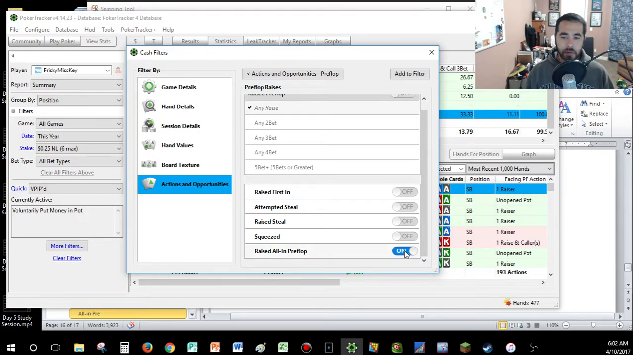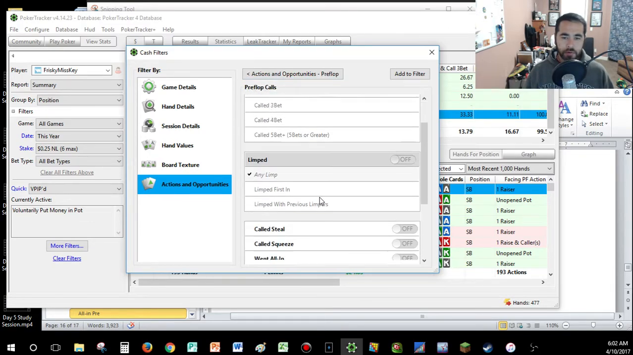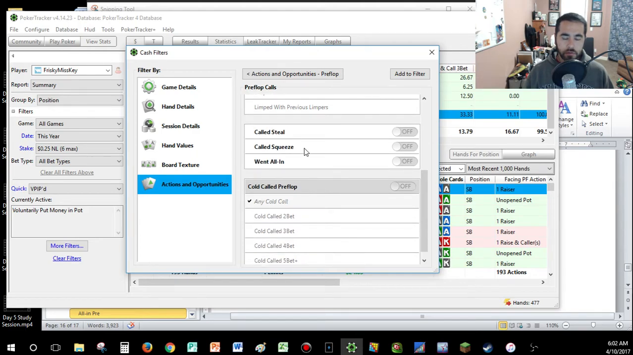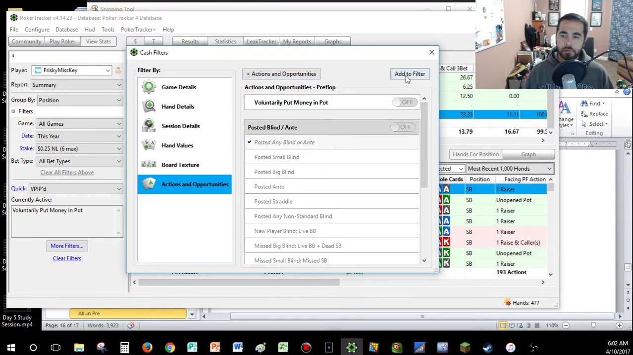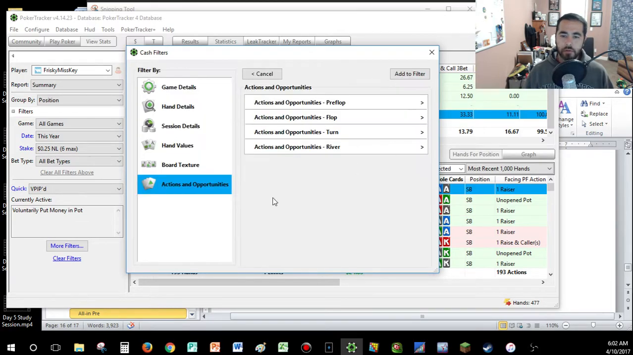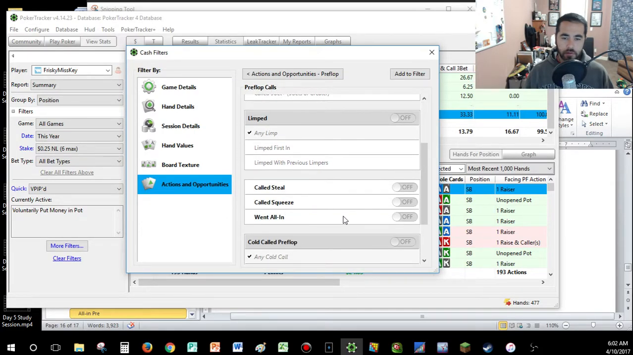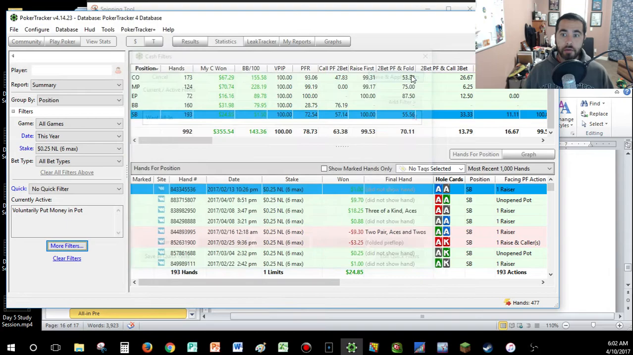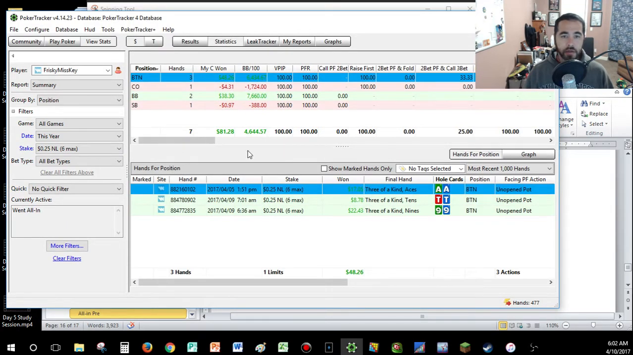Raised all in pre-flop. What if I select that? Pre-flop calls? Oh, went all in. Let's just look at the went all in. Let's see if that shows instances where I went all in, where I shoved. So only 7 instances. Let's take a look right here.